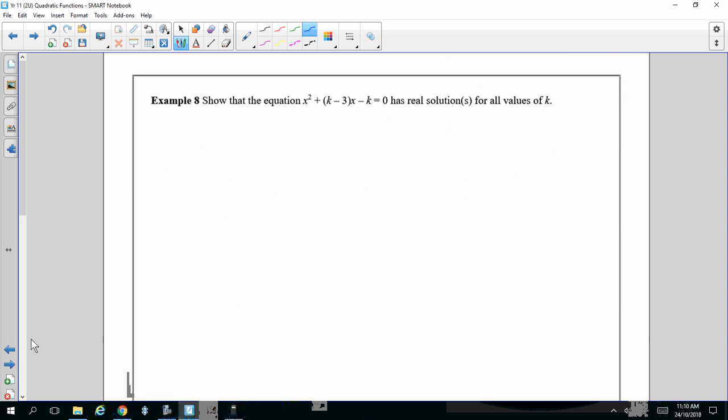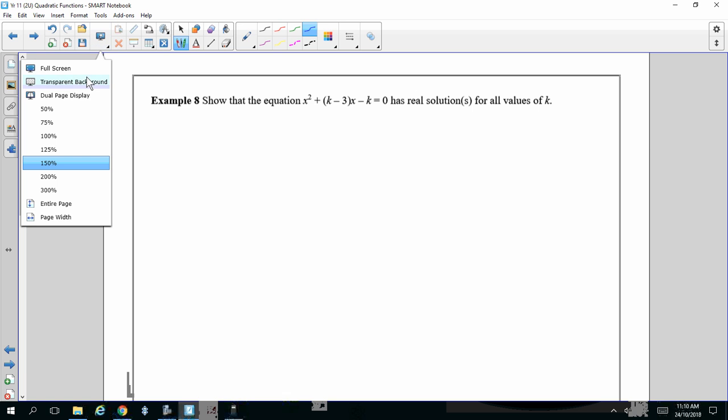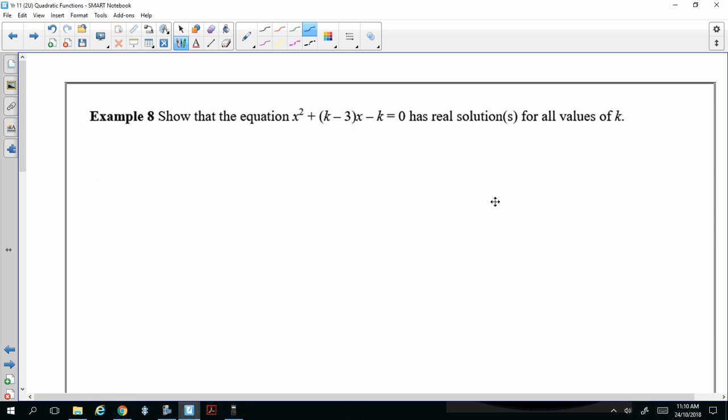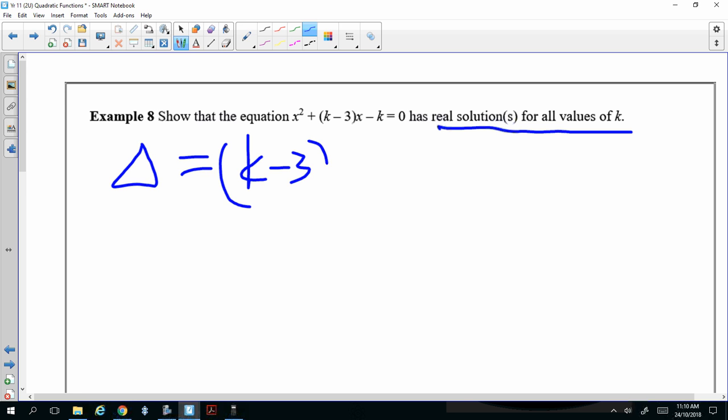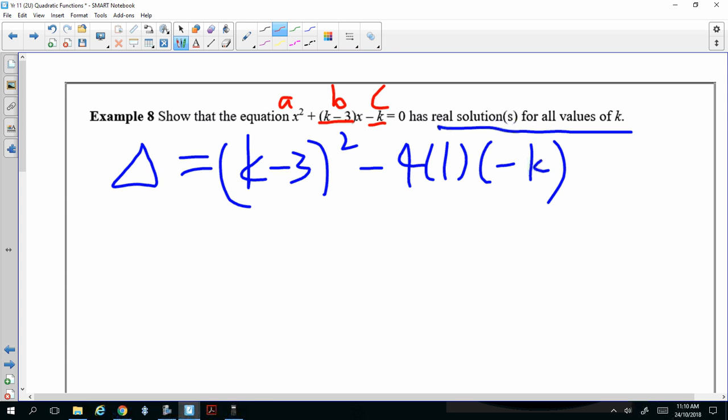Alright, let's continue. Show that this equation has real solutions for all values of k. What does it mean? Well, to do that, the first step is to find the discriminant. Discriminant first: a, b, c. And then I want you to simplify it first. So let's simplify. You get k squared minus 6k plus 9 plus 4k.